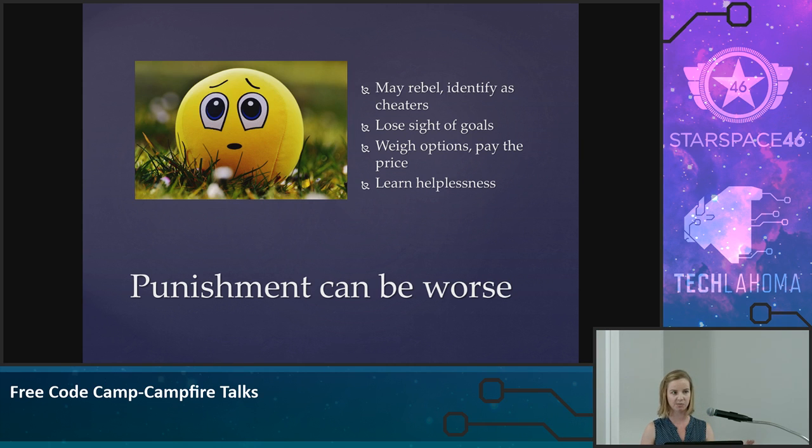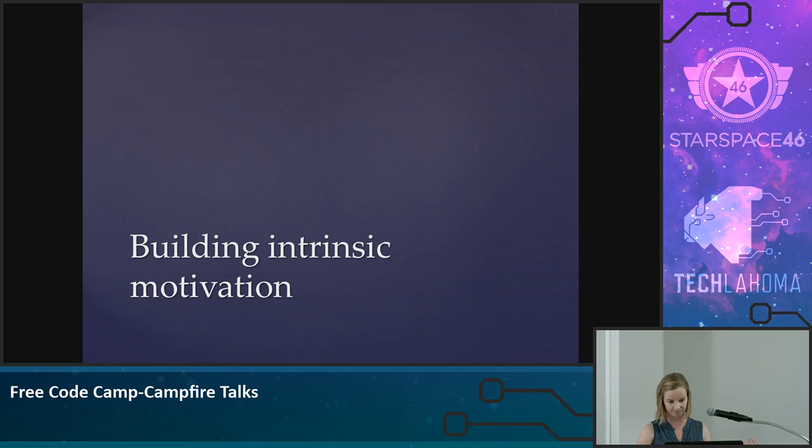And so parents will kind of weigh the options and say, well, maybe I'll just go ahead and pay the extra $15 to have this extra 15 minutes on this problem that I have at work that I really want to solve right now. So anyway, they take this intrinsic motivation away. Okay. So how do you build intrinsic motivation?